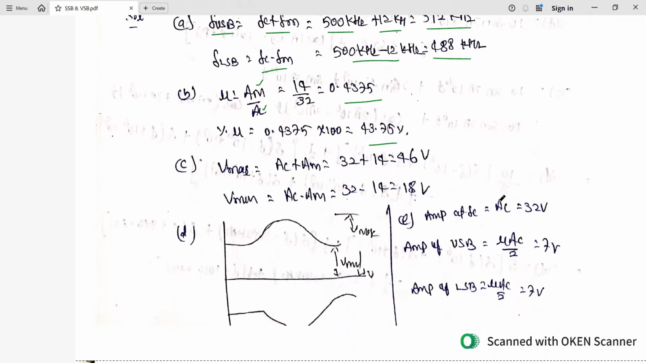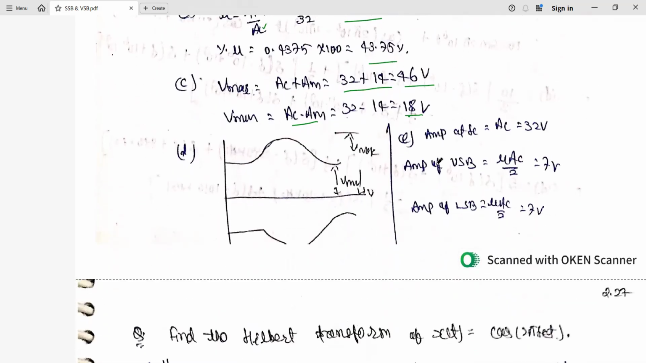And B max value is AC plus AM. What is the maximum? 32 plus 14 is 46. B minimum is AC minus AM. That is 18 volt. So once we understand the derivation, then the numerical will be easy.